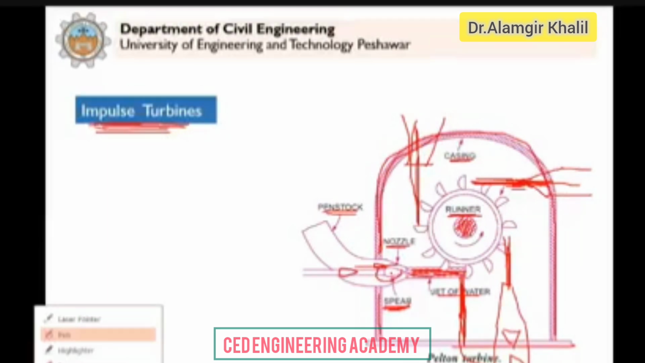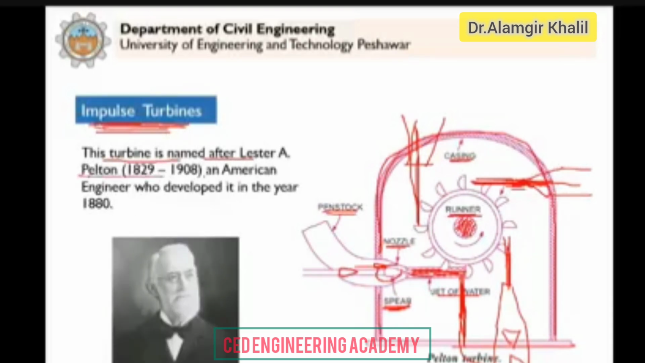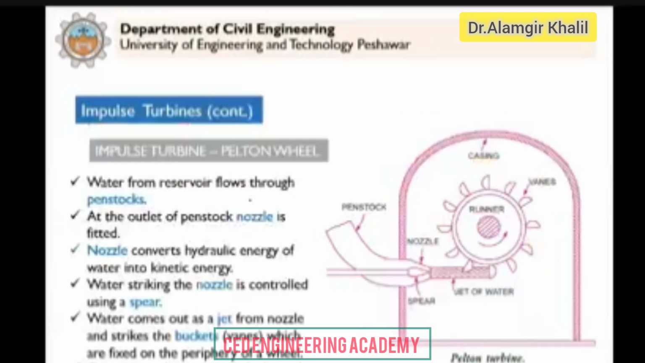But remember, this is not the only case. We can have different arrangements. For example, before I explain that, we call it the Pelton turbine. Why is it called a Pelton wheel or Pelton turbine? Because this turbine is named after Lester A. Pelton, an American engineer who developed it in the year 1880. The very classical example of impulse turbine that is discussed in every book is the Pelton wheel or Pelton turbine. He was a mining engineer who developed this. That's why it is known as the Pelton wheel or Pelton turbine.